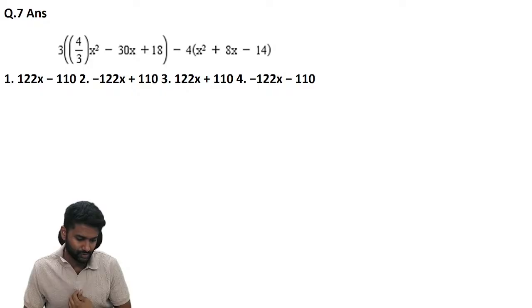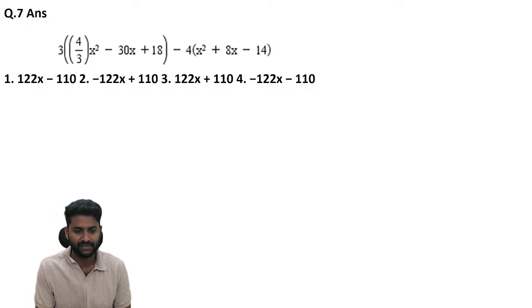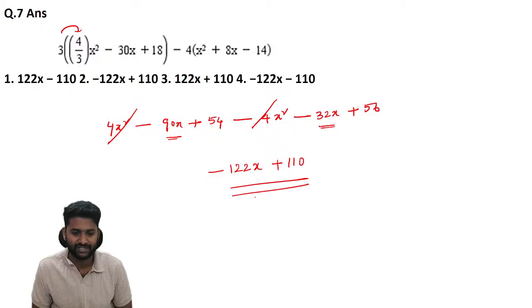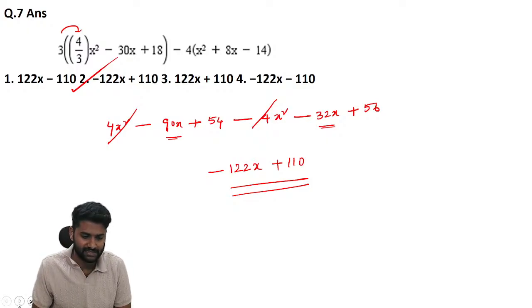Next, let's see this question from algebraic expressions. Further simplification: if you simplify these values, you will get 4x square minus 90x plus 54, minus of again 4x square minus 32x plus 56. Just cancel these terms and you will get the difference: minus 122x and 54 plus 56 is 110. Now let's check the options. Minus 122x plus 110 is the correct answer.